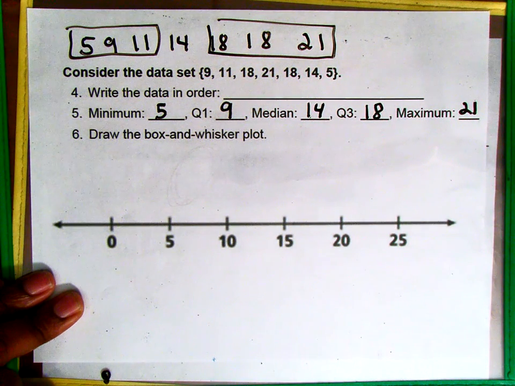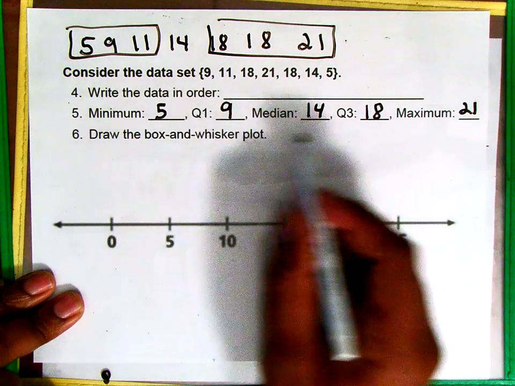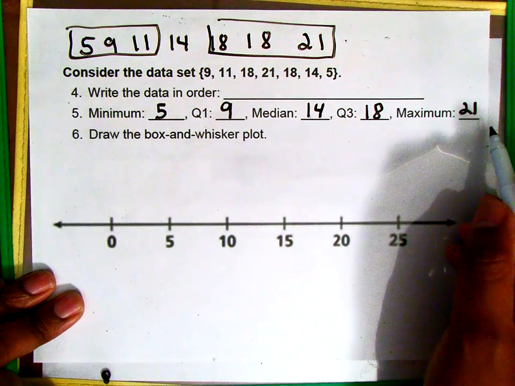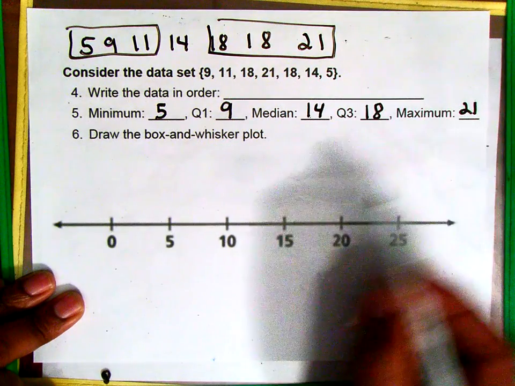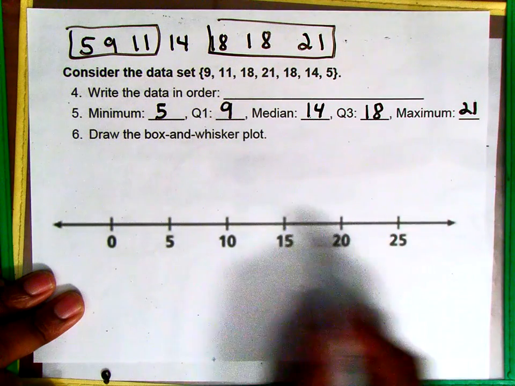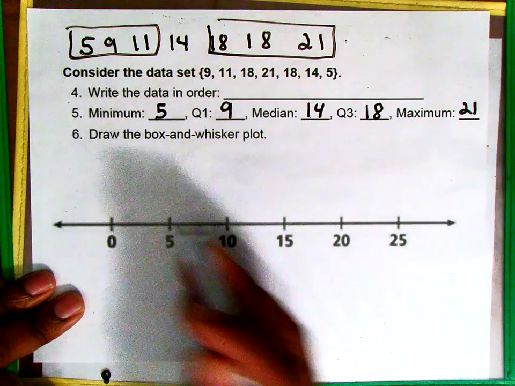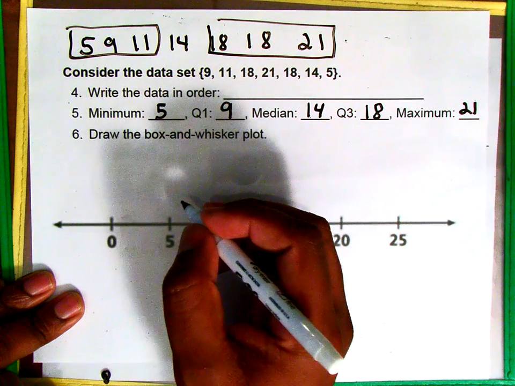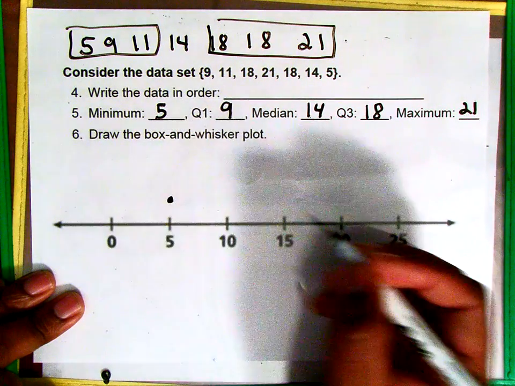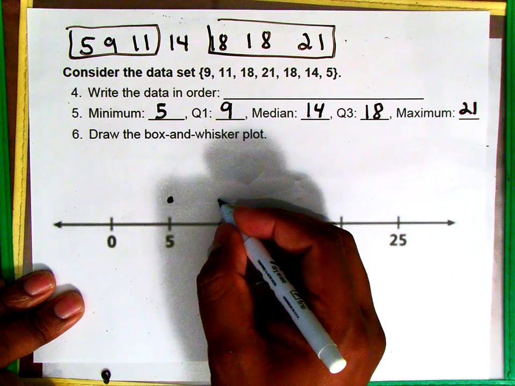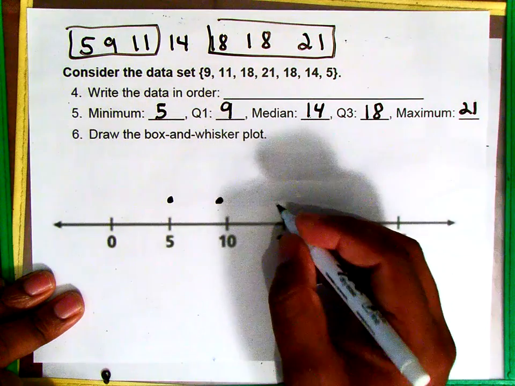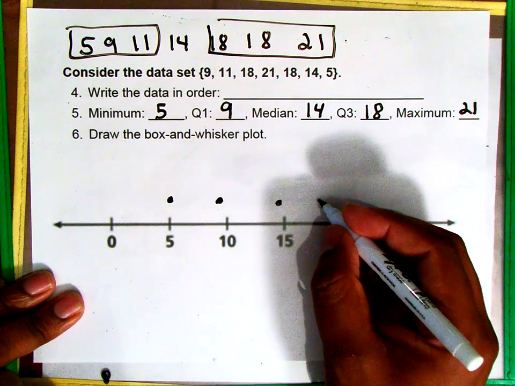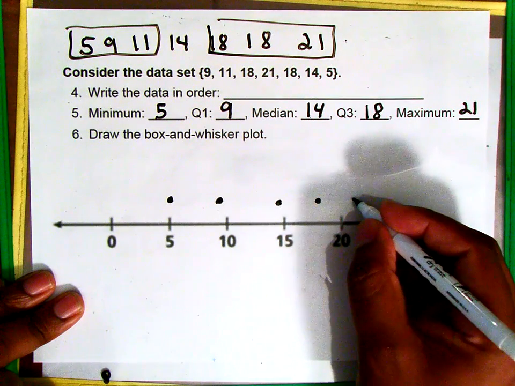Okay, now, here are my 5 major data points here. And what I'm going to do is put a dot on this number line on all 5 of those points. So I'm going to start here with 5. Put a dot. I'm going to put a dot here for 9. A dot for 14. A dot for 18. And a dot for 21.